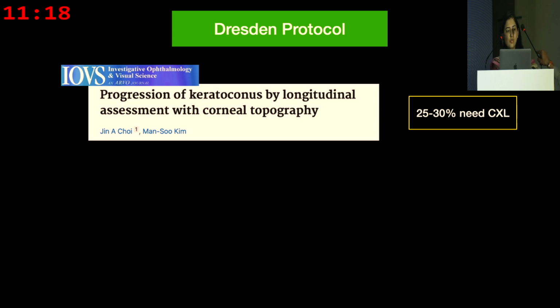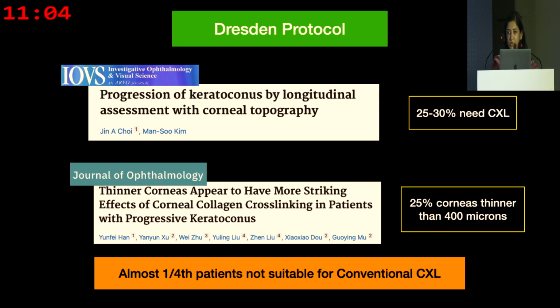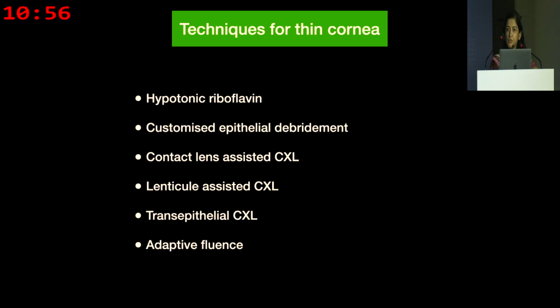Studies have shown that almost 25 to 30% of patients presenting with keratoconus will progress and will need collagen cross-linking. And of these, 25% have corneas thinner than 400 microns. So we are talking about almost one-fourth of patients who might not be suitable for the Dresden protocol or conventional collagen cross-linking. So what are the different techniques that can be used for sub-400 corneas or thin corneas? There is a list: hypotonic riboflavin, customized epithelial debridement, contact lens assisted or lenticule assisted cross-linking, transepithelial CXL, and the newly introduced adaptive fluence. So we'll discuss each of them one by one.